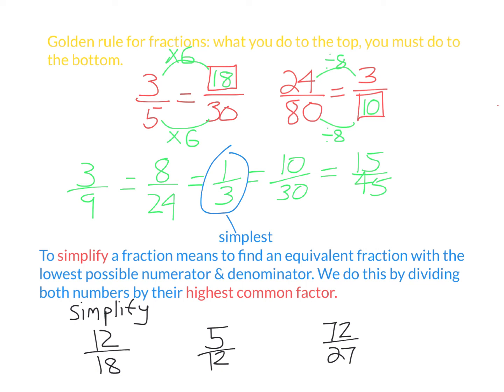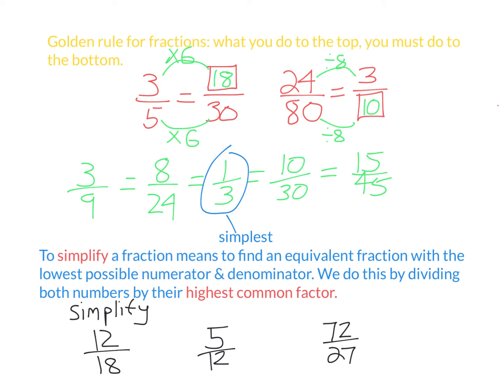So hopefully you've realized there are heaps of different ways to write the same fraction. Turns out all of these fractions here are equal. 3/9 is the same as 8/24, same as a third, 10/30, 15/45. All of these are equivalent fractions. But of these 5 fractions, we say 1/3 is in simplest form. It's the same as all the other fractions, but notice that it has a lower numerator and a lower denominator.